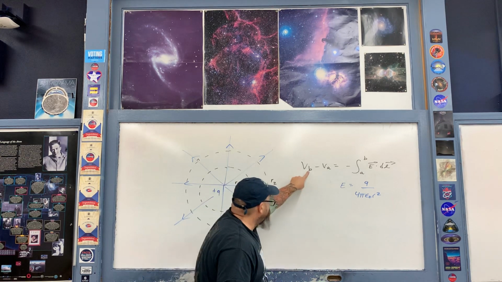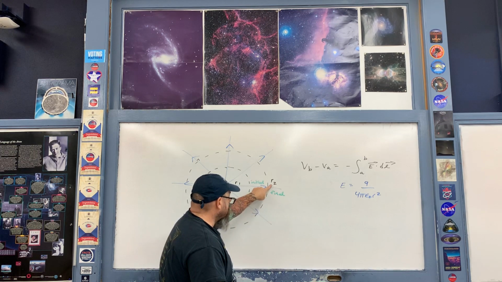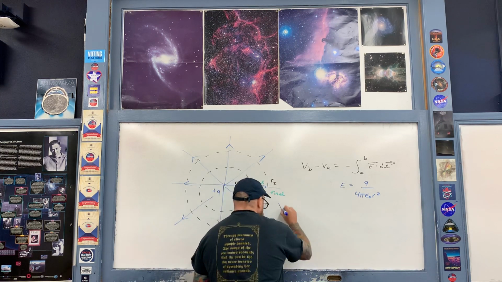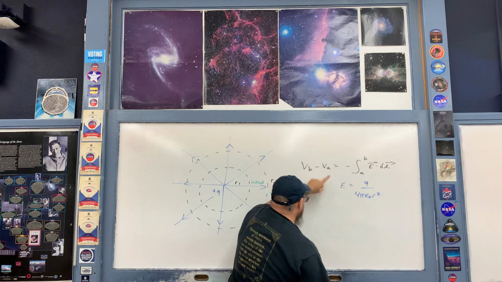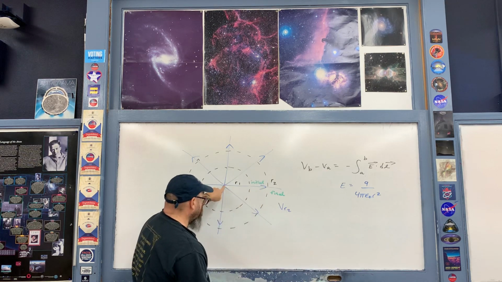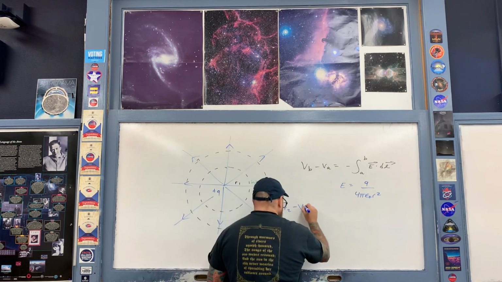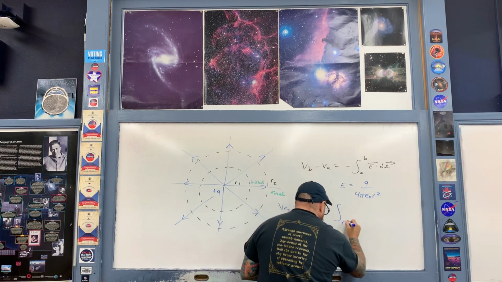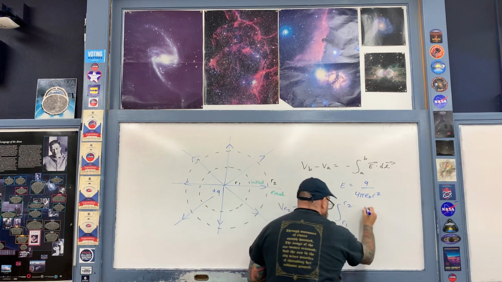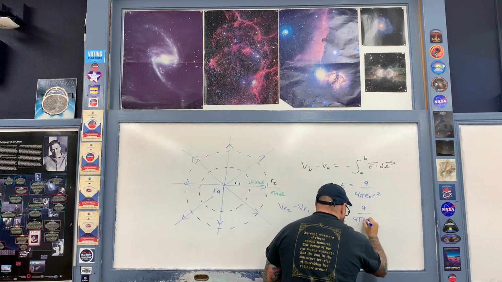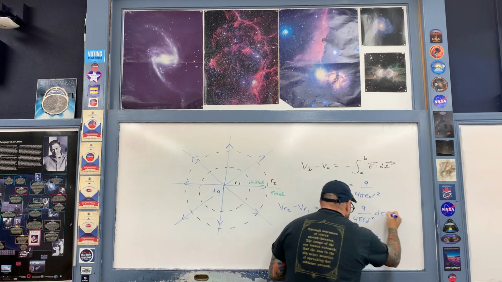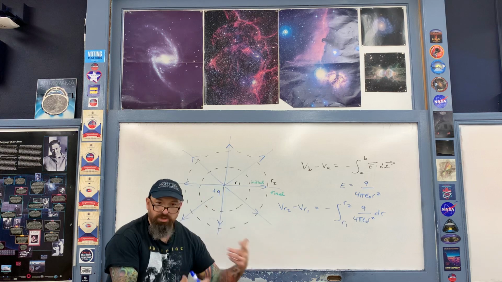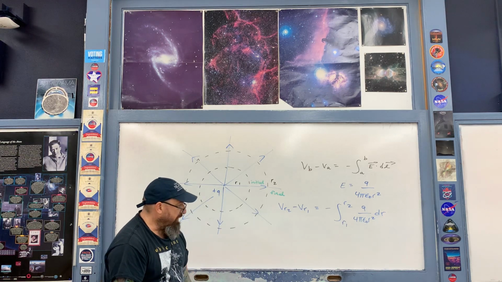Okay, now point B in our calculation is a distance R2 away from the point charge. Point A in the calculation is the distance R1 away from the point charge. And then we have the following integral. Negative integral from R1 to R2 of the electric field in the radial direction, like so, and now we just do the integration here on the right-hand side.